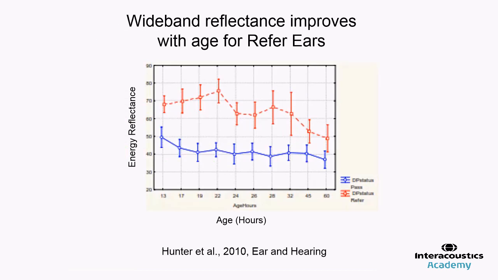And so in this same study, we looked at changes in wideband reflectance with age. What you can see here is that for ears that passed, the wideband reflectance was around 40% on average across the whole age range from 13 to 60 hours. But if we looked at the ears that referred on DPOAEs, their reflectance was closer to 70% initially, and then it gradually improved. By the time they were 60 hours old, the ears that had referred were very close to the pass ears, showing an improvement in middle ear status with age in the newborns.